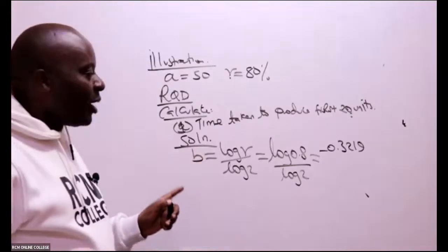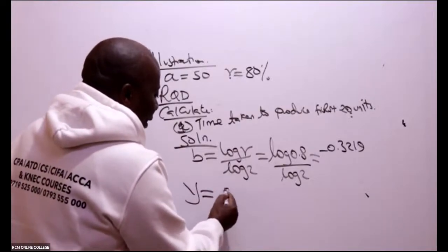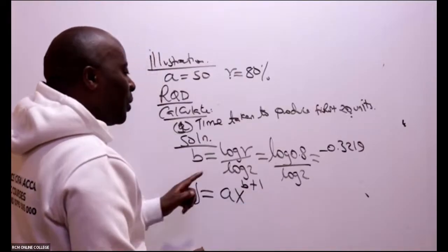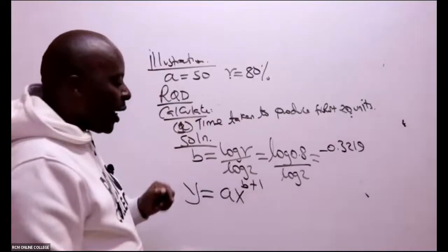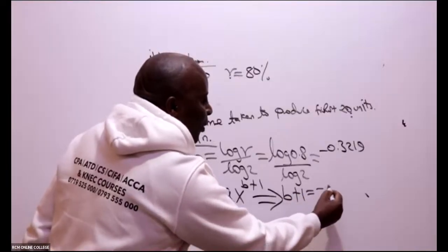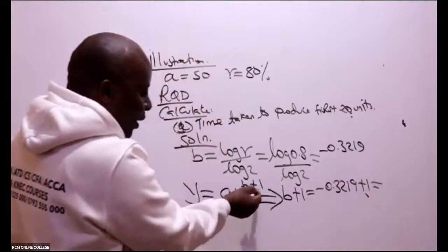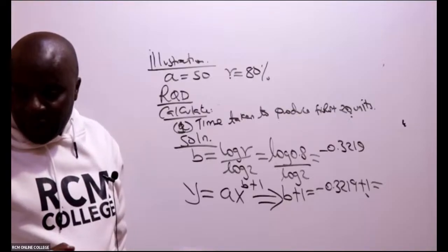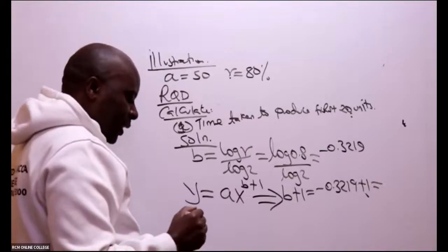Thank you so much. Now, after we get this, remember our formula. Our formula is y equals ax raised to b plus 1. So we must get the b plus 1 power, the exponent. Go ahead and give us b plus 1. It will be minus 0.3219 plus 1, because I want the exponent. So according to Bahati, he's getting 0.6781.